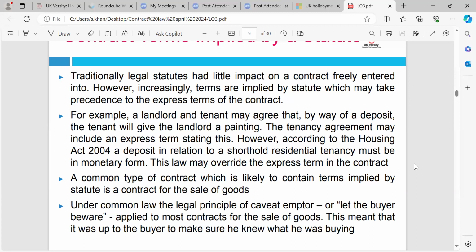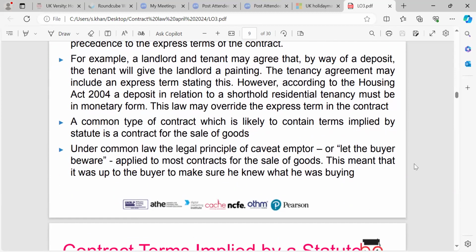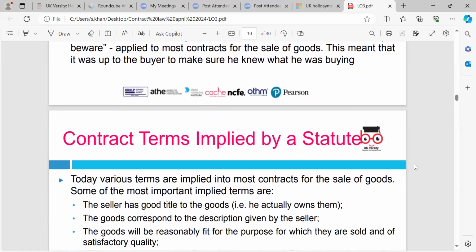A common type of contract which is likely to contain terms included by statute is a contract for the sale of goods. Under common law, the legal principle of caveat emptor, or let the buyer beware, applied to most contracts for the sale of goods. This meant that it was up to the buyer to make sure he knew what he was buying.